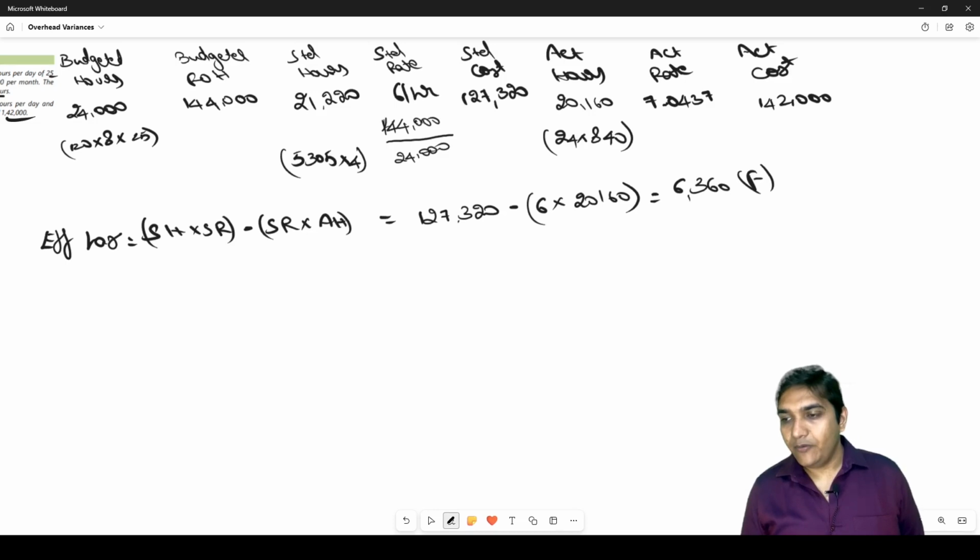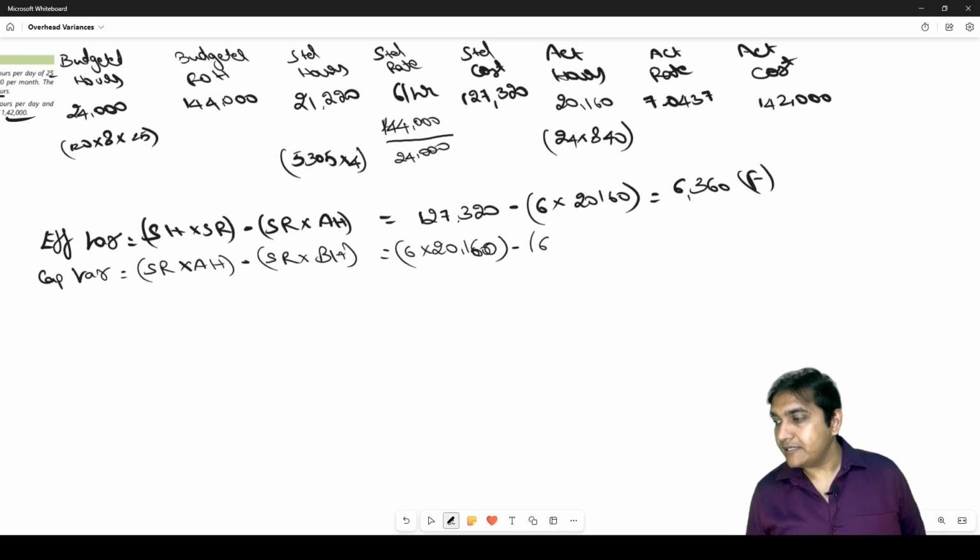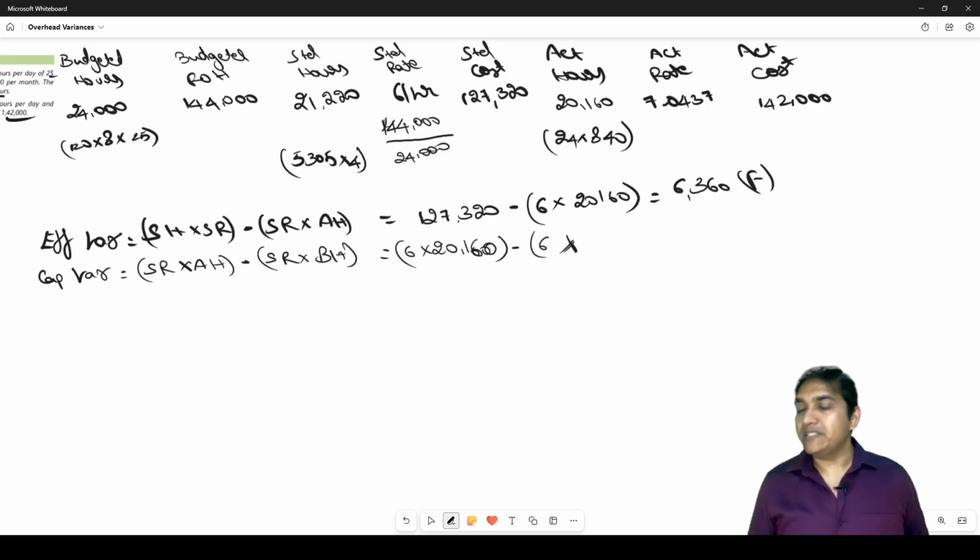Next, we will calculate our capacity variance. So what is the formula? Standard rate into actual hours minus standard rate into budgeted hours. What is my standard rate? 6 into actual hours, 20,160, minus standard rate again 6, into my budgeted hours.